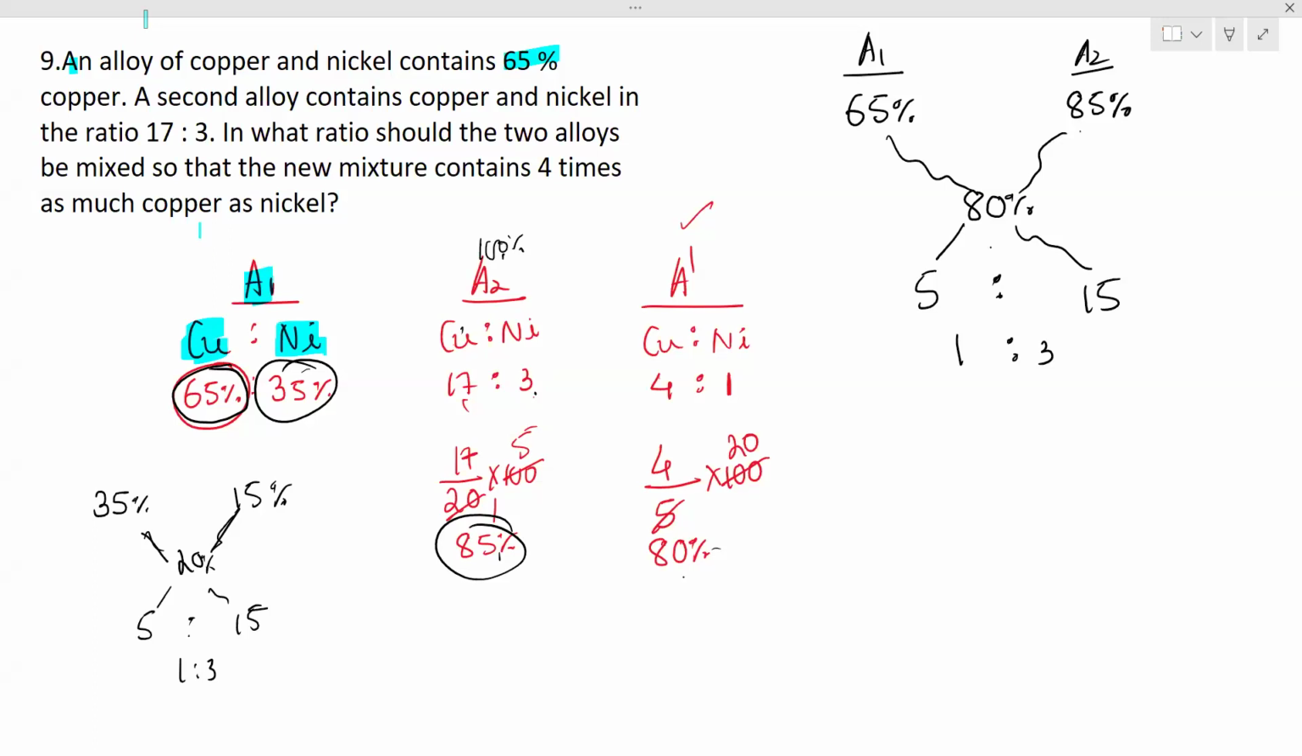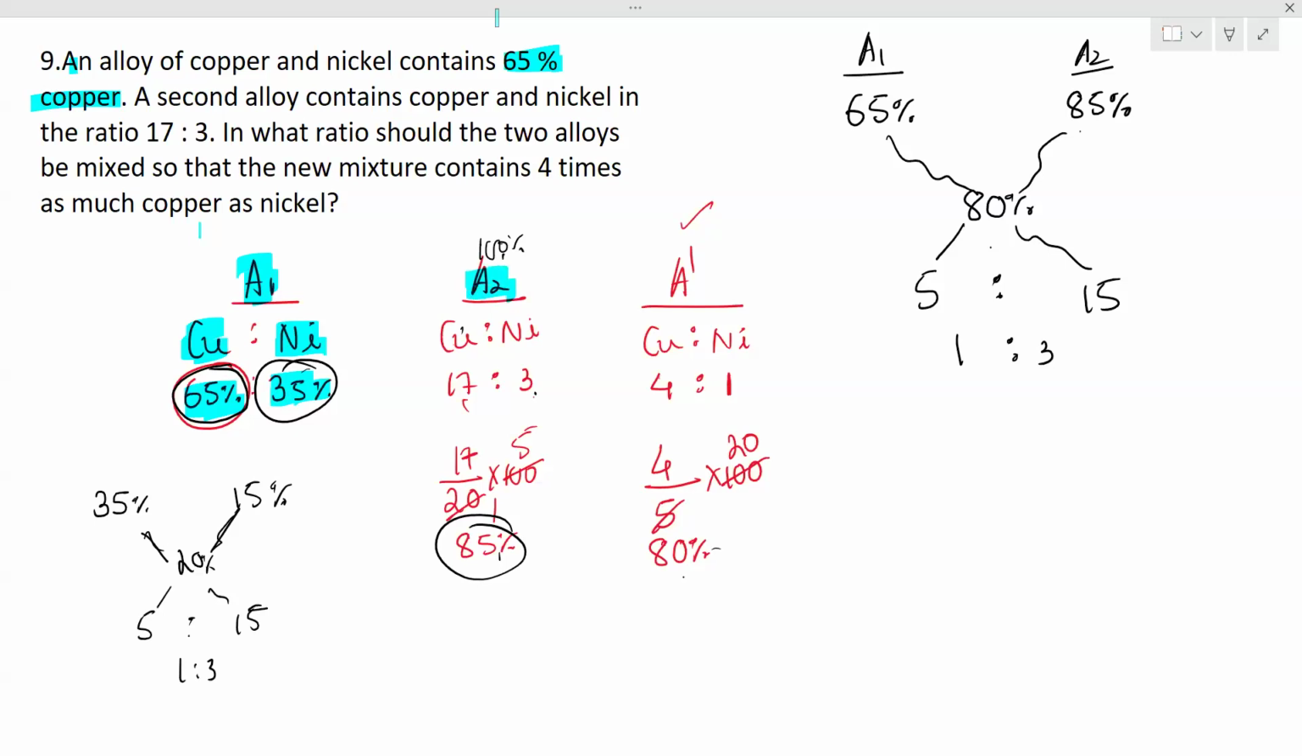Okay, listen to me, the one who could not understand. There is an alloy which has copper and nickel, and he says it contains 65% copper. If 65% is copper, the remaining 35% will be nickel, because the alloy contains only copper and nickel, nothing else.